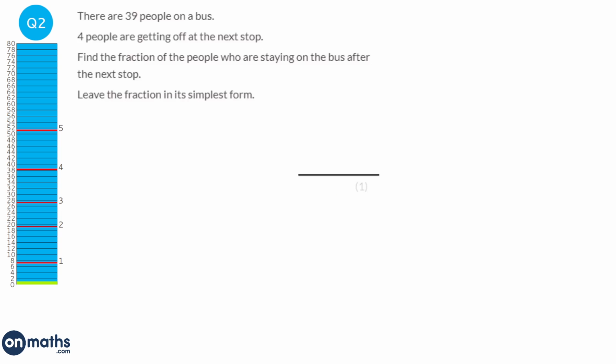If there were 39 people on the bus and 4 people got off the bus, that would leave 35 people remaining on the bus. So the fraction of people staying on the bus is 35 out of the 39 people on the bus. So our answer is, as a fraction, 35 over 39. And we can't cancel that any further.